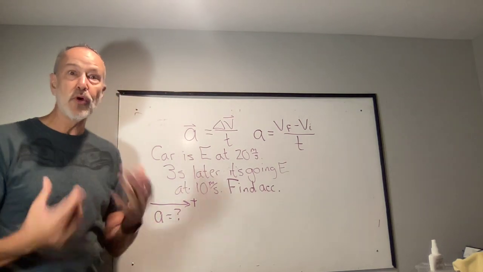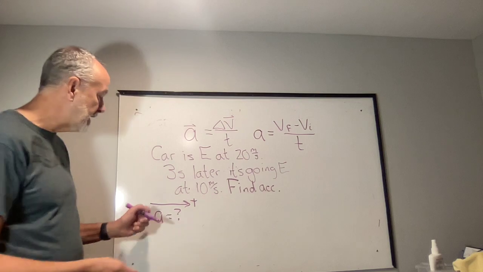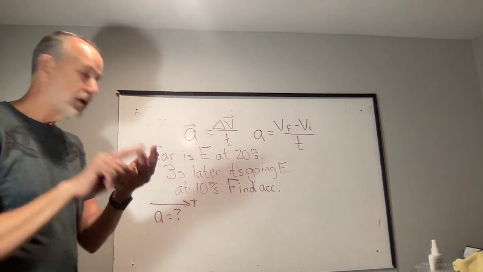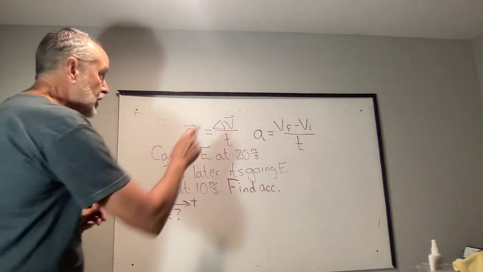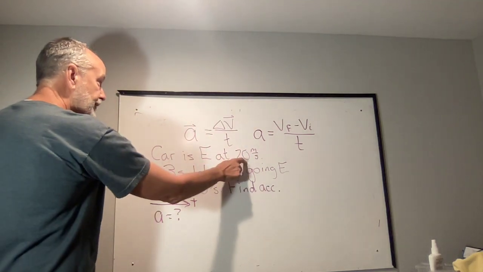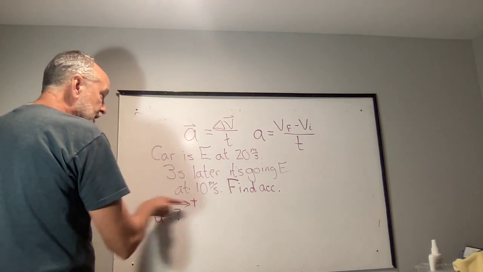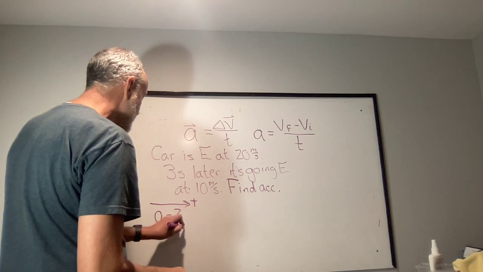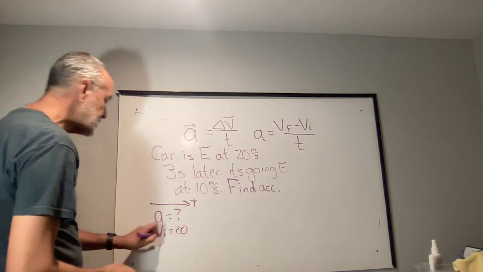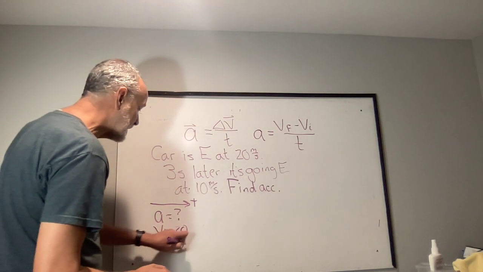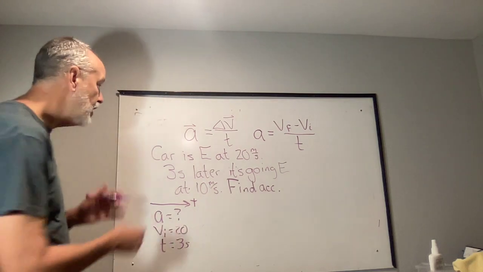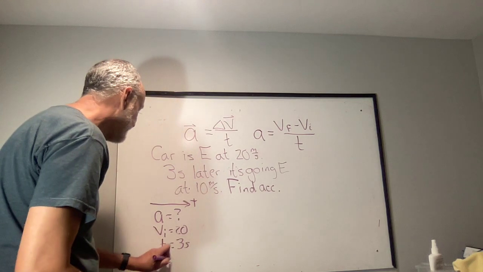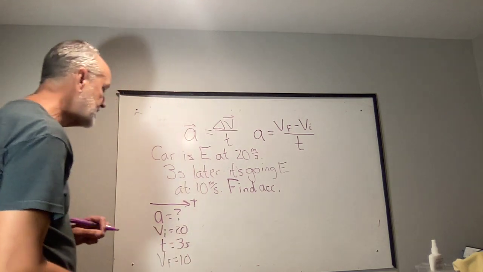You're going to see when we have more equations to deal with that actually writing this down is very useful. And then we list the variables. Sketch, objective, list variables. Okay, what variables do we have? At the very beginning, it's going 20 meters per second east. East is positive, so my initial velocity is 20. 3 seconds later, so the time is going to be 3 seconds. And then the final velocity is east at 10 meters per second. Vf equals 10 meters per second east.